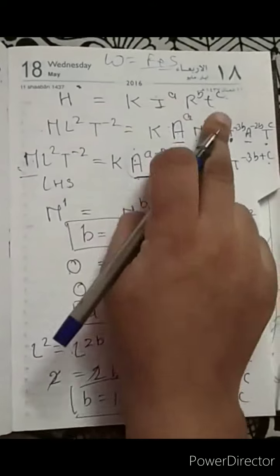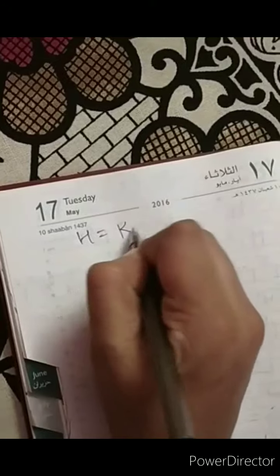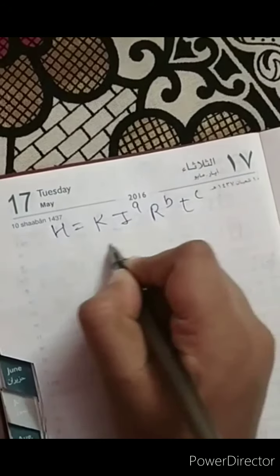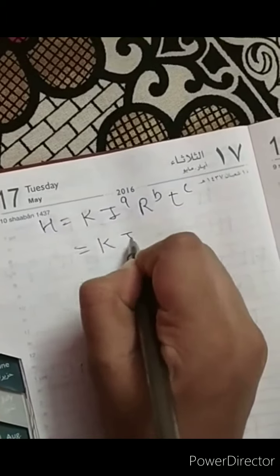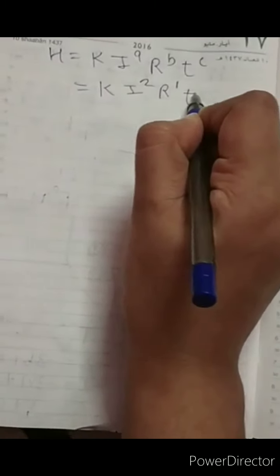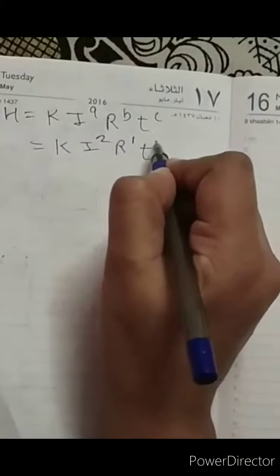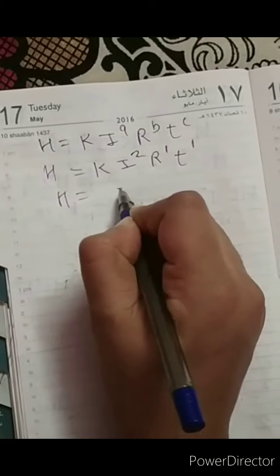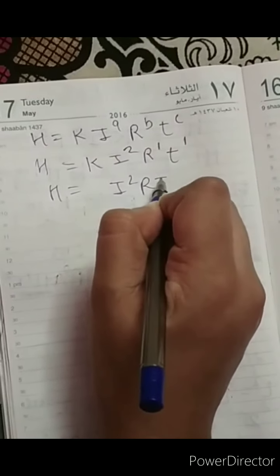Can I put it in this equation directly? H is equals to k, I to the power a, R to the power b, and T to the power c. So what is the value of a? A is equals to 2. B is equals to 1, and c is equals to plus 1 again. Wow, this is my famous equation, I²RT.